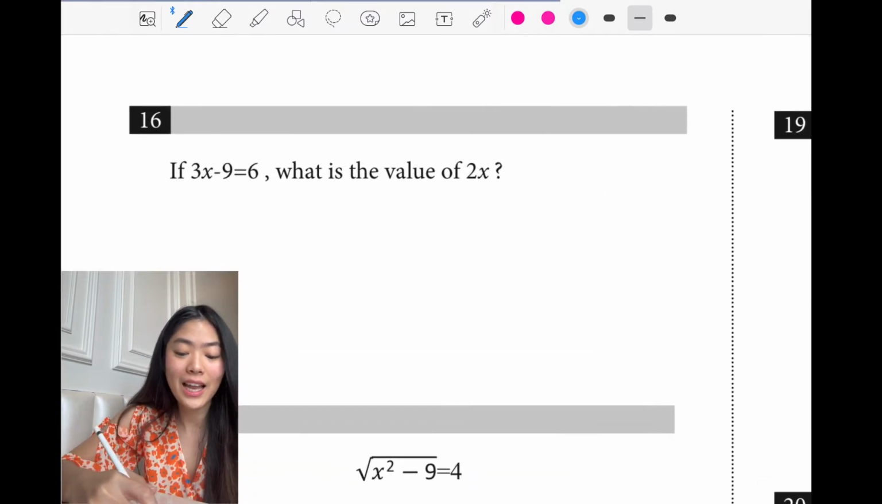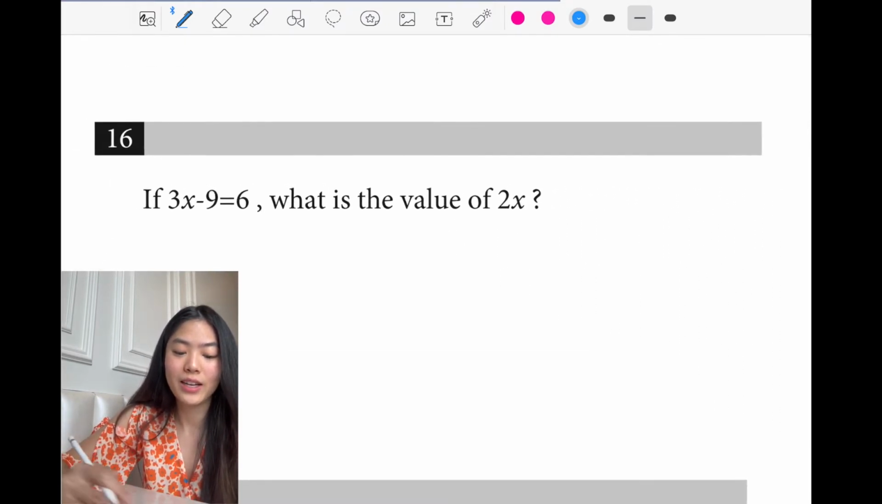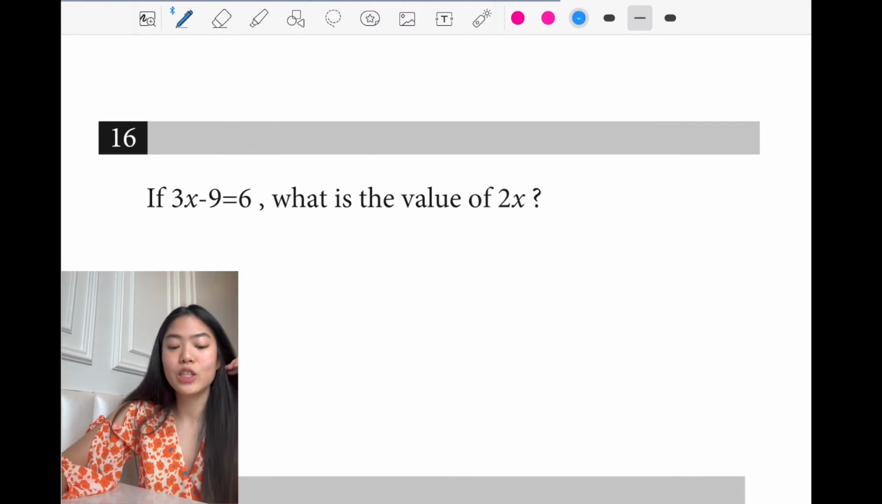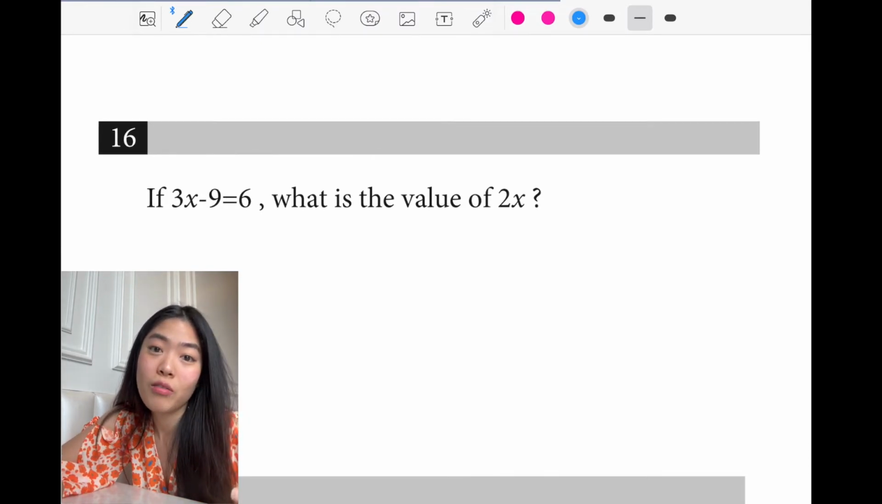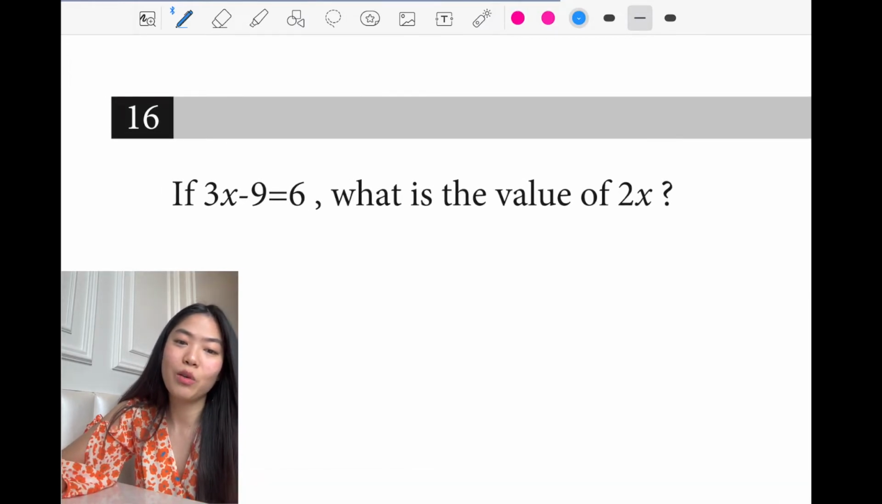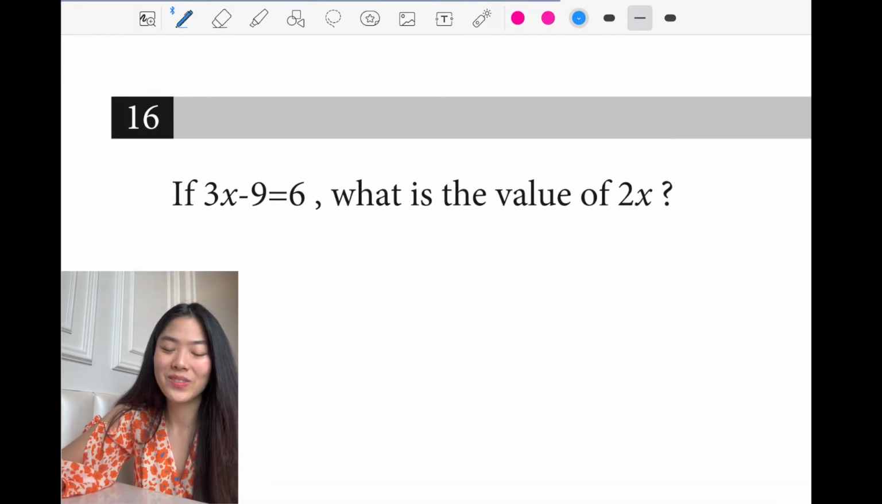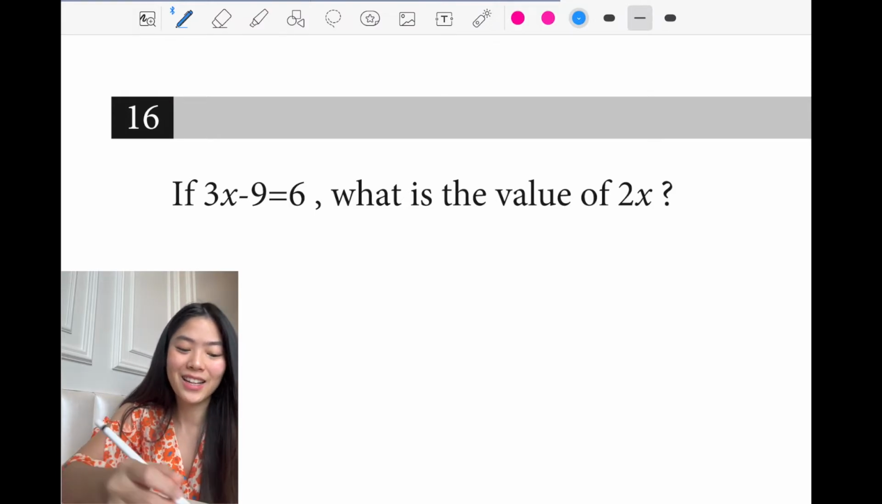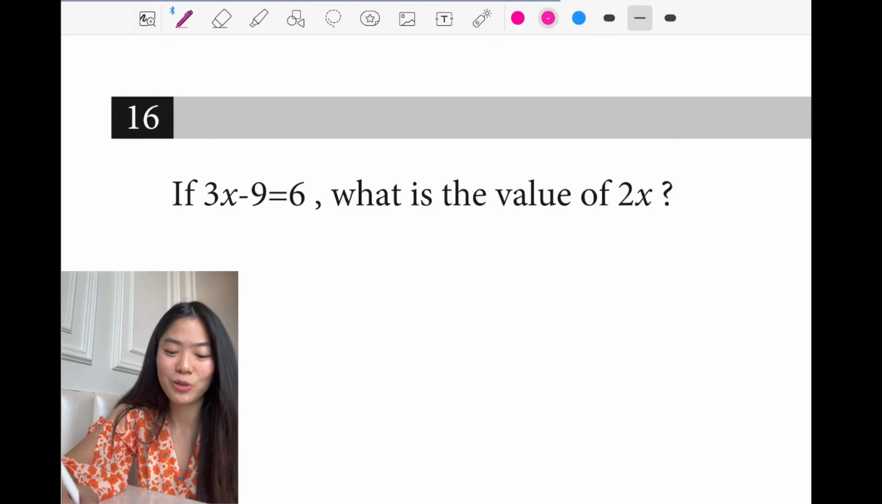Yes! The last 5 questions. These are the questions where there are no answer choices for us to choose from, but we have to write the number and shade the answer into the answer sheet.